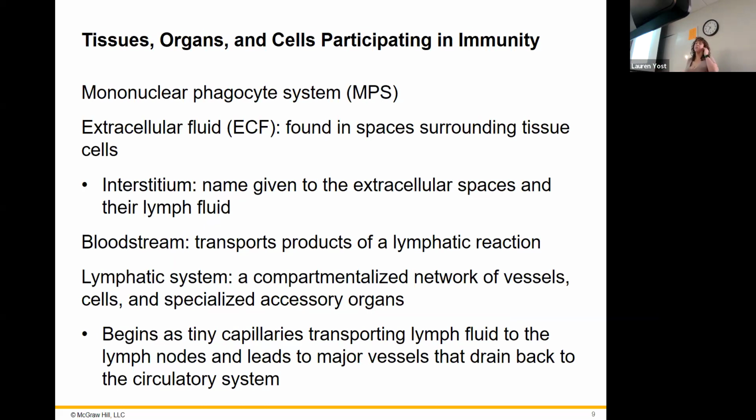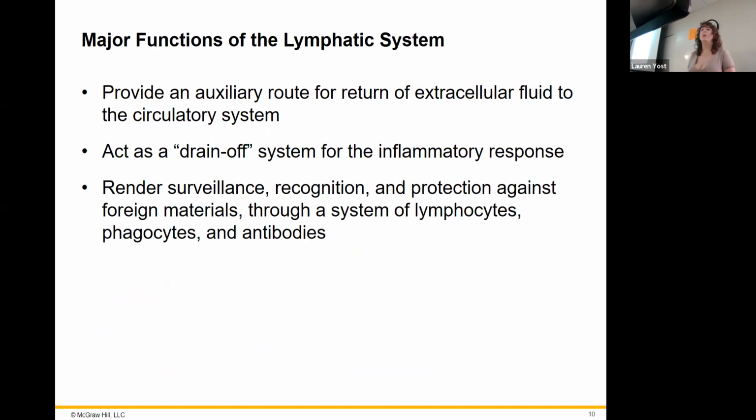All right, next we have this concept of the mononuclear phagocyte system, or the MPS. We have extracellular fluid and spaces around the tissue, which is the interstitium. That's a space that's going to contain that fluid. We have the bloodstream. We have the lymphatic system. We're going to get into all of these here in just a moment and what role they have in all of our immune system. So the lymphatic system itself, it says, is an auxiliary route for extracellular fluid to go back to the circulatory system. So that's one general way of looking at it.